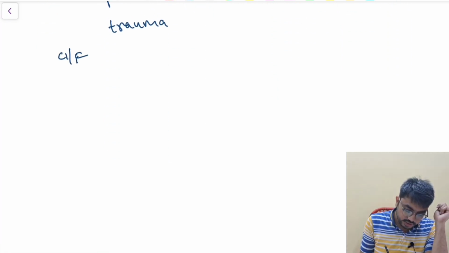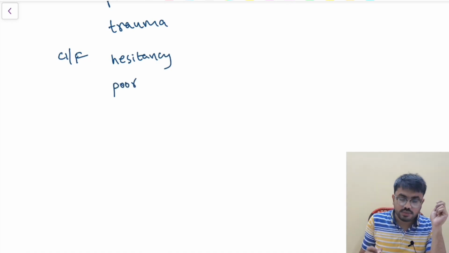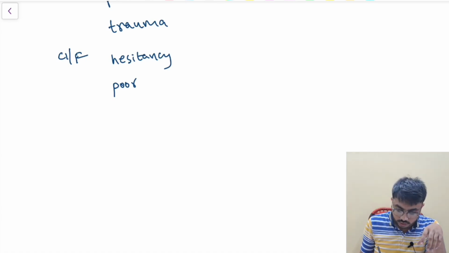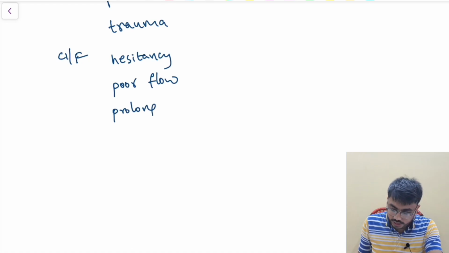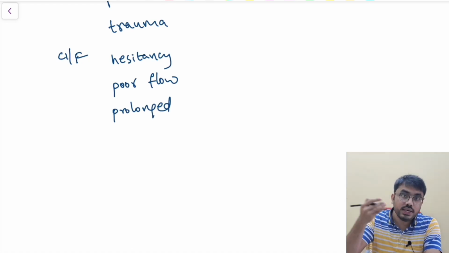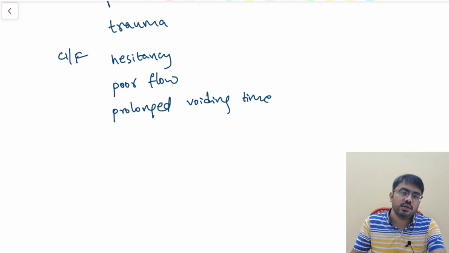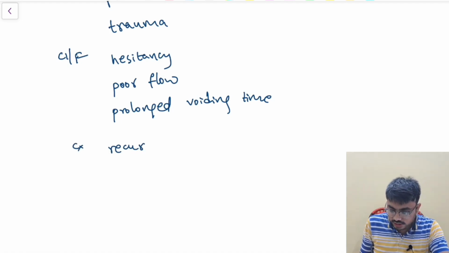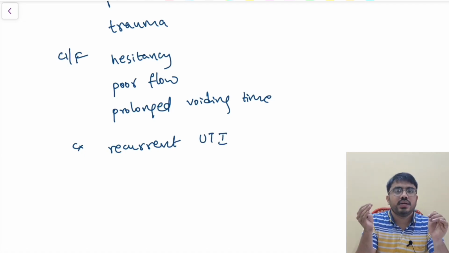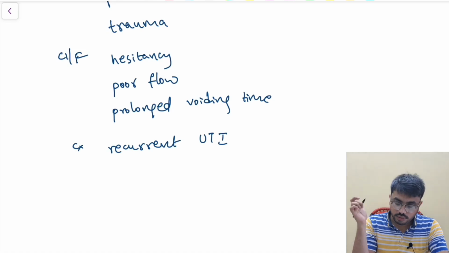What are all the clinical features with which the patient is going to present? Obviously there might be some urinary symptoms like hesitancy. Due to the stricture, the urinary flow is going to be poor. And as the passage is narrowed due to the stricture, the voiding time is going to be increased. Prolonged voiding time, poor flow, and hesitancy, these are the features we can see. The complication which can occur is recurrent urinary tract infection. Whenever there is a little obstruction to the flow of urine, there is always a risk of urinary tract infection. Recurrent UTI the patient may come with.